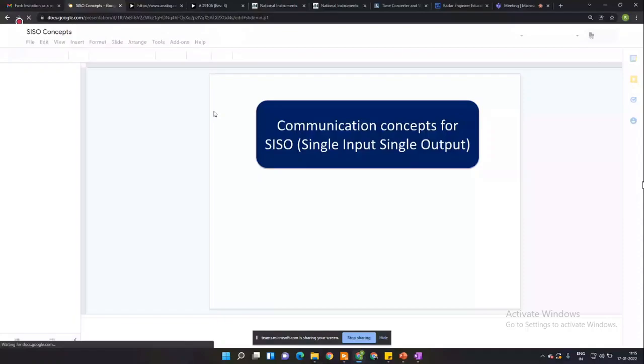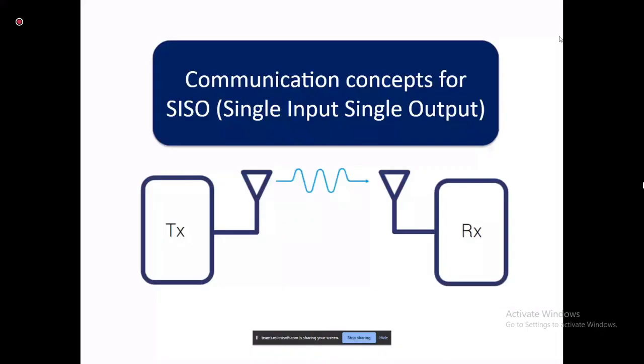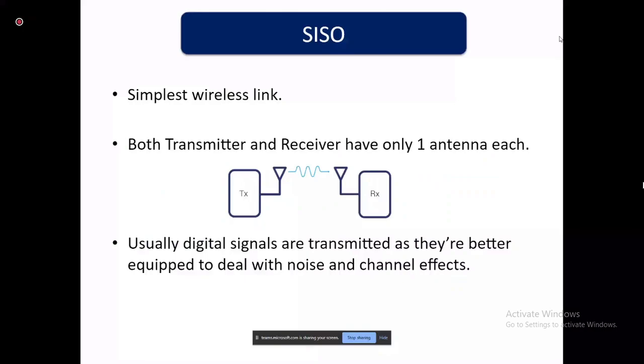Again, I'm sorry, this might be a lot of theory for you, but it is actually important to understand certain concepts of this theory before I actually show you the practical implementation of this. So CISO, as you can see, is single input, single output. It is the simplest wireless thing that you can have. You have one antenna that transmits and one antenna that receives.